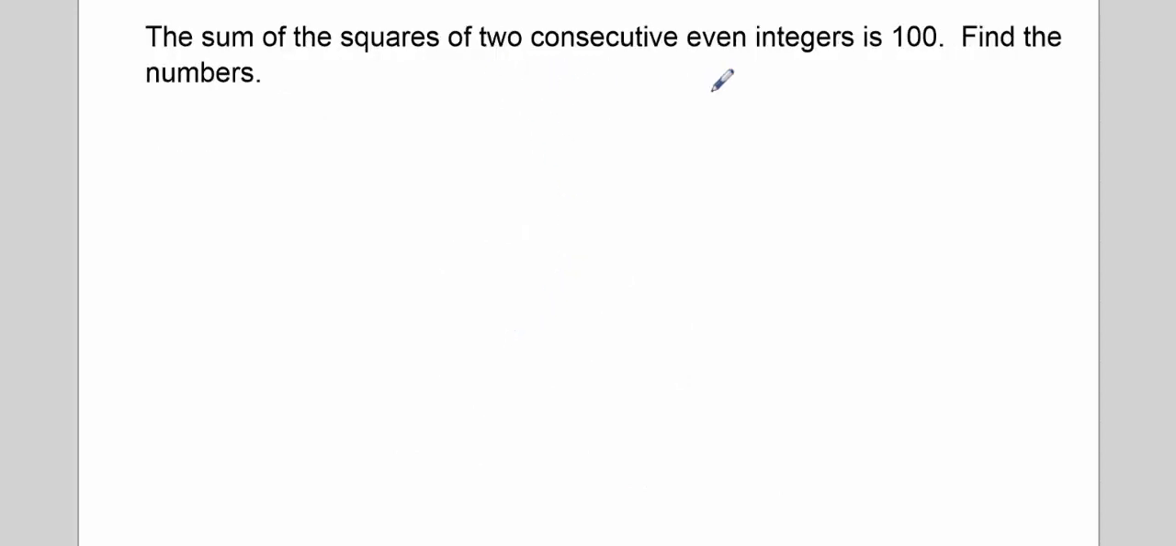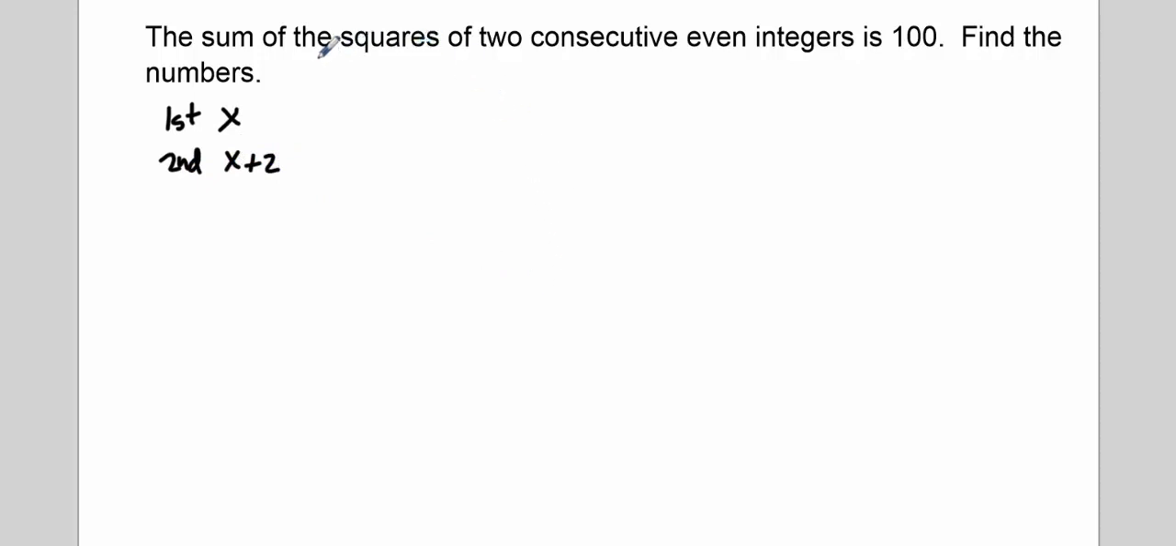This problem's a little more difficult. We're talking about consecutive even integers. We've done that before. So our first, since we don't know it, is x. The next even integer is going to be 2 away from that, so I have x plus 2.